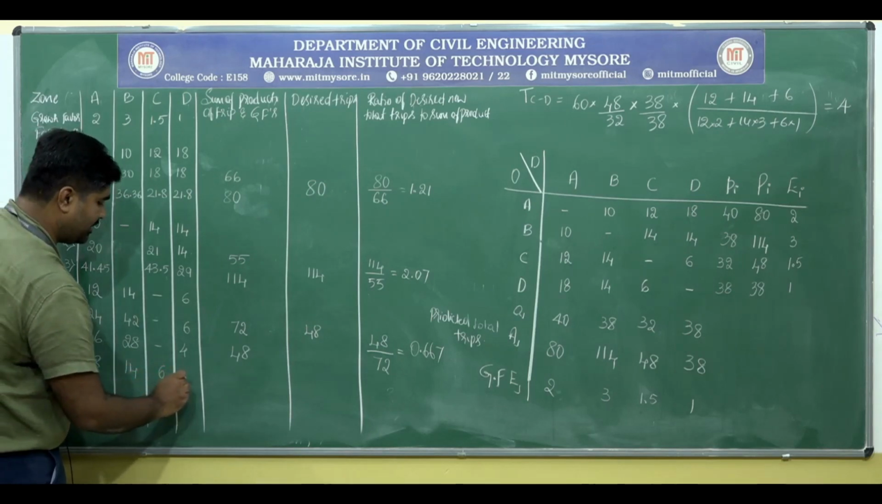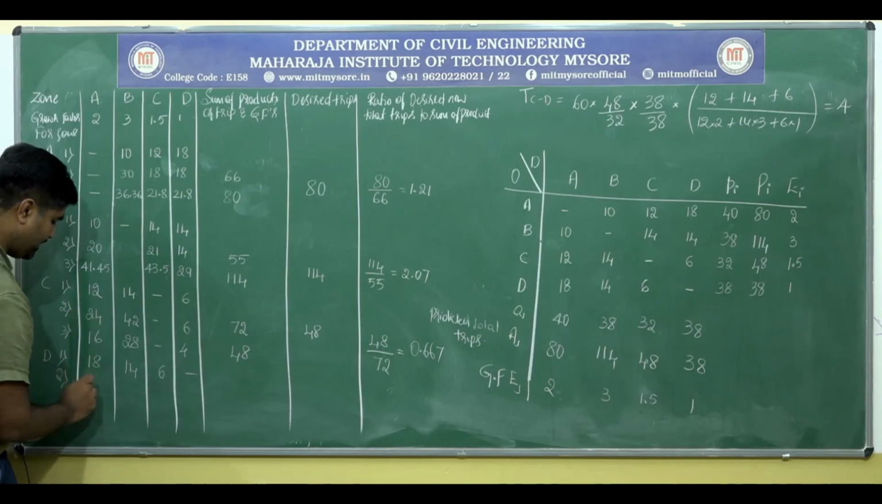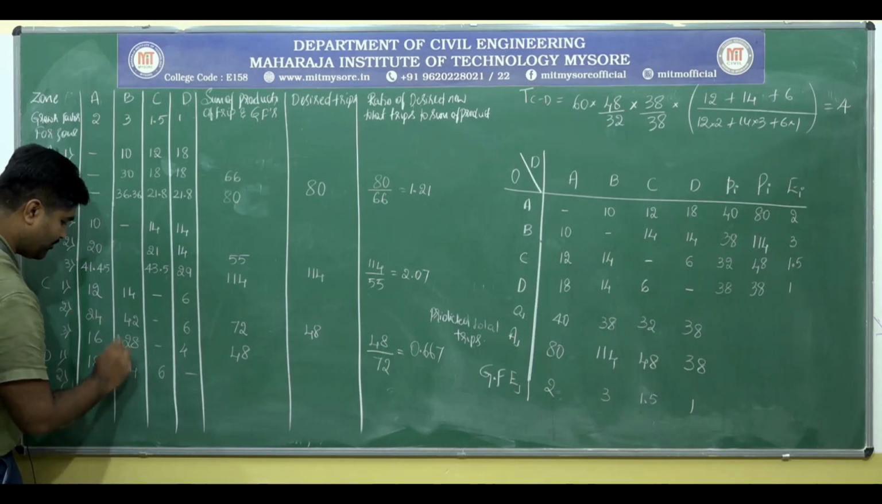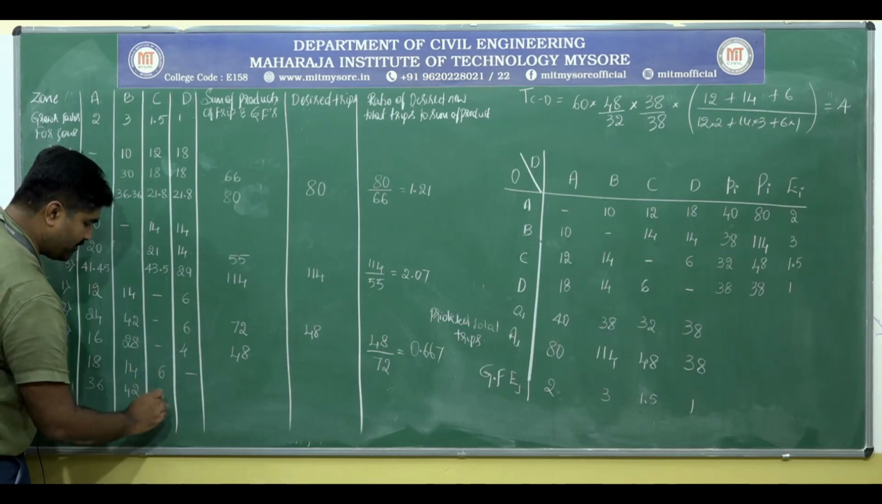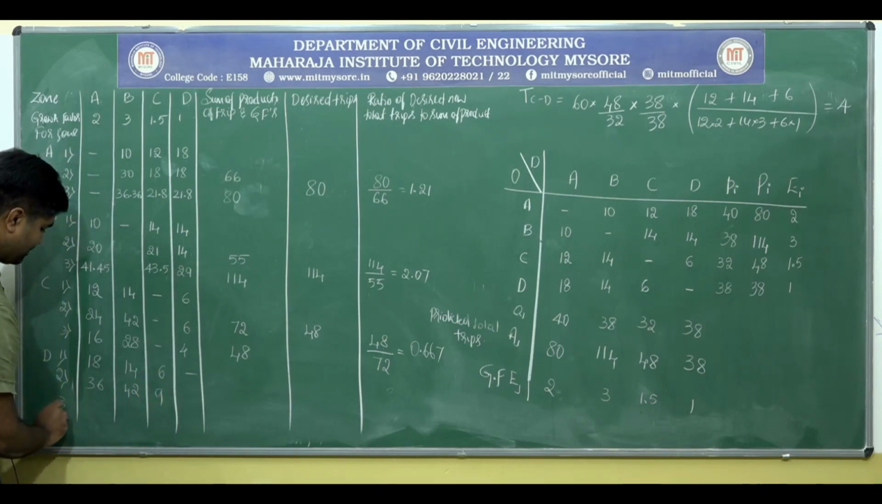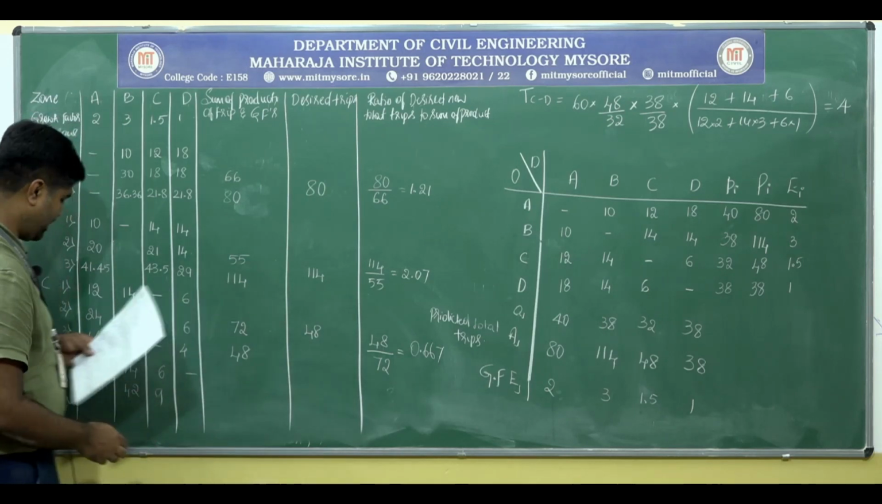Last, for zone D, first step, trips between D to A are 18, D to B 14, D to C 6, D to D 0. Multiply these with the respective growth factor. 18 into 2, 36. 14 into 3, it is 42. 6 into 1.5, it is 9.